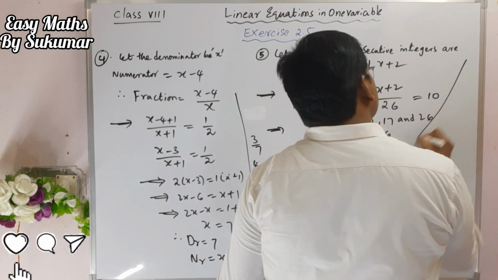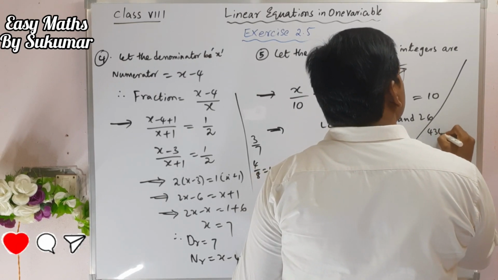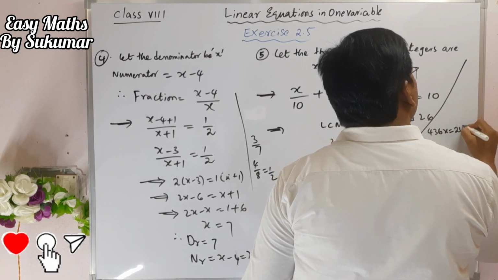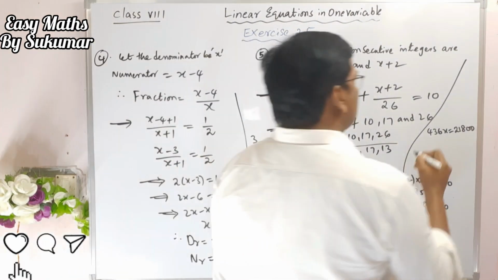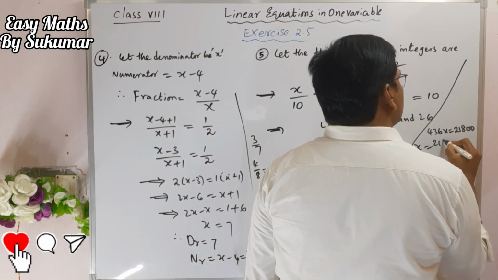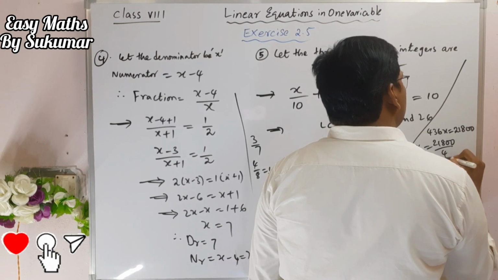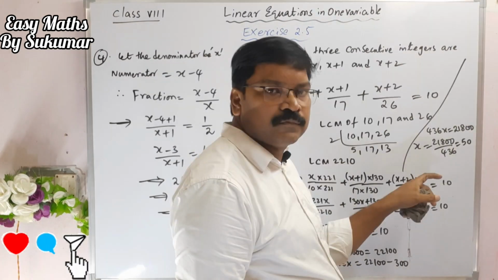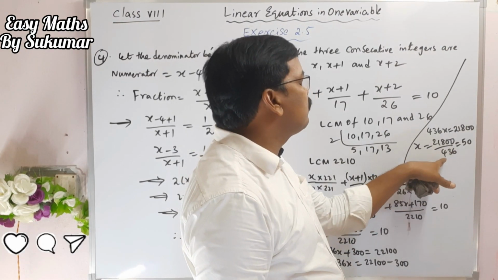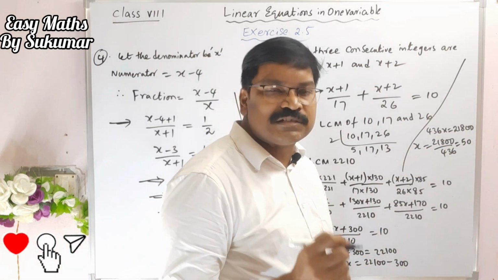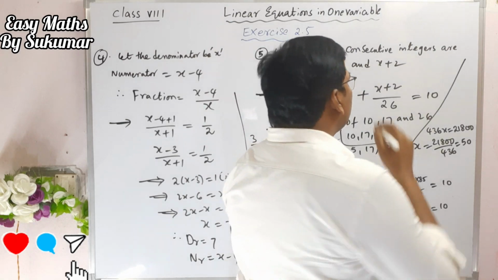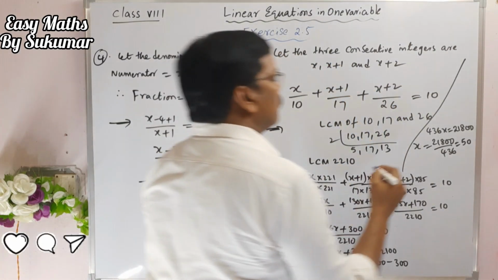I will write here, my dear students. 436x is equal to 21,800. Okay, now I want the x value here. This is 21,800 by 436. Just divide: 21,800 by 436 is 50. So the first number is 50.